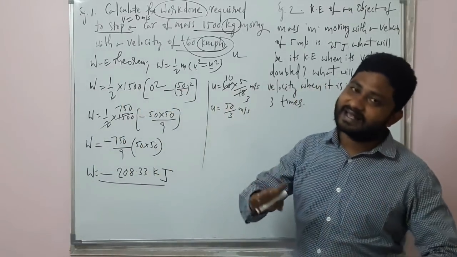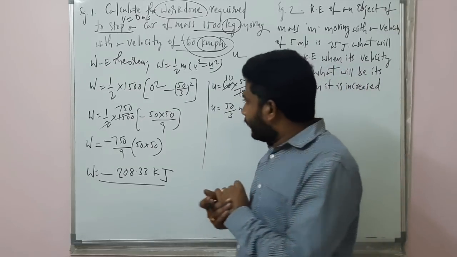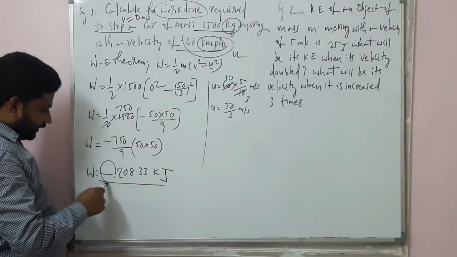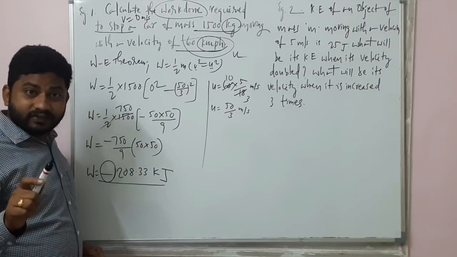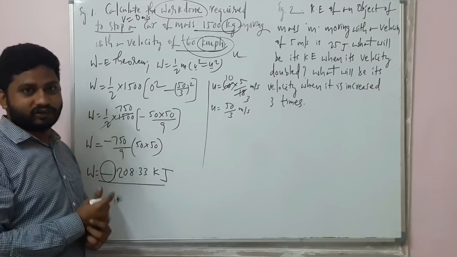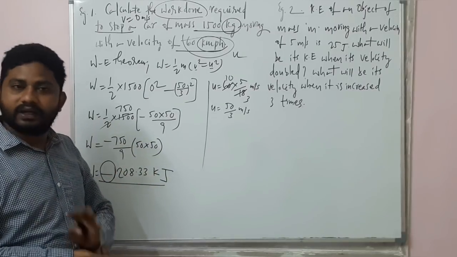So this is how the numericals will be solved, and I remember we had discussed a similar type of question in the last class also. Now, look at this. And one more thing, so you do not get confused with the negative sign. The negative sign indicates the force is acting in the opposite direction of the motion of the body. That's the reason the body will stop after some time. Clear?